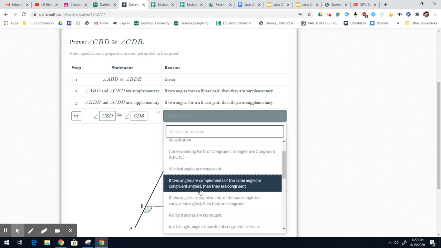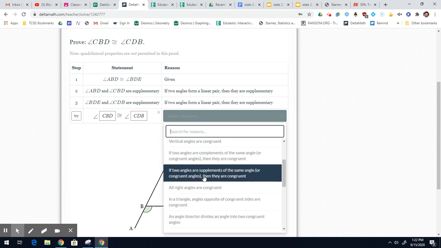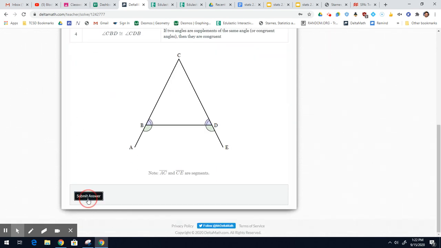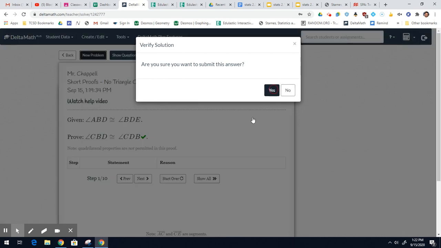If two angles are complements, no. If two angles are supplements of the same angle or congruent angles, they are congruent. There we go. Try it. Yes, green check mark, and I'm feeling good. Check it. Yes.